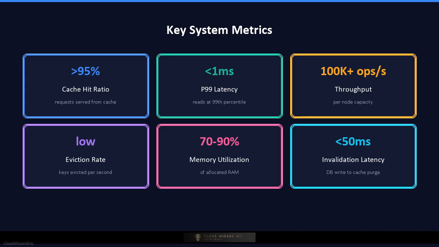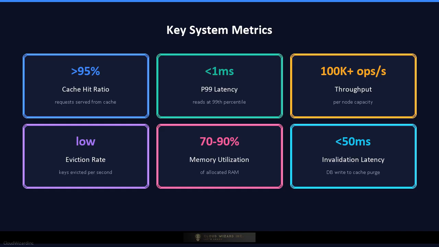Modern caches like Redis can handle over 100,000 operations per second on a single node. Eviction rate, how many keys are being evicted per second? A high eviction rate signals the cache is undersized. Memory utilization, the percentage of allocated memory in use. You want to stay between 70 and 90%.